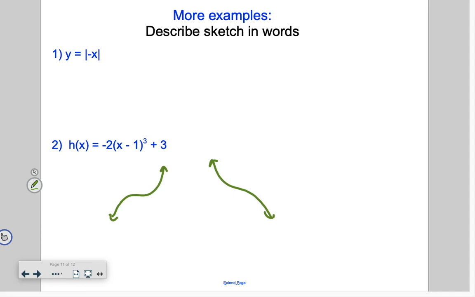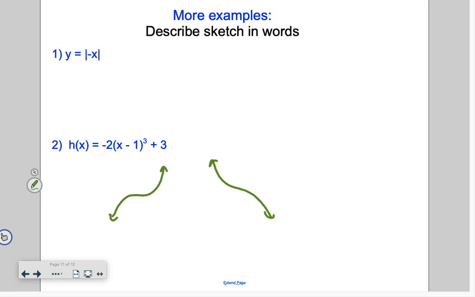The negative flipped it from increasing to decreasing. What's the 2 do? Stretch. It's a vertical stretch. Okay, vertical because it's outside of the parentheses. It's not attached to x, and it stretches it. So instead of kind of going just your normal cubic function, it's going to be narrower. Okay, it's going to have a little bit more slope to it, if you will.